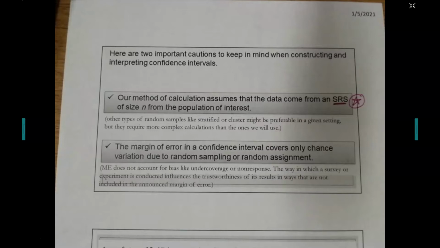The second thing, the margin of error in a confidence interval covers only chance variation due to random sampling or random assignment. What I mean by that is your margin of error is not going to tell us anything. It will not help calculate any biases that are present. Margin of error does not show bias. It only shows the error that can happen just due to chance variation that we have happening in sampling.